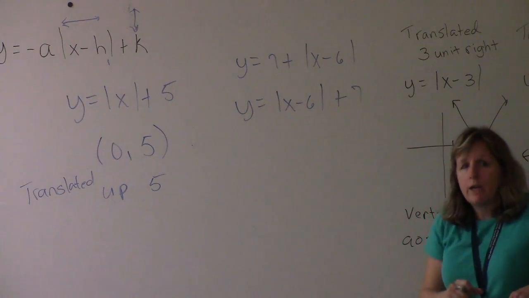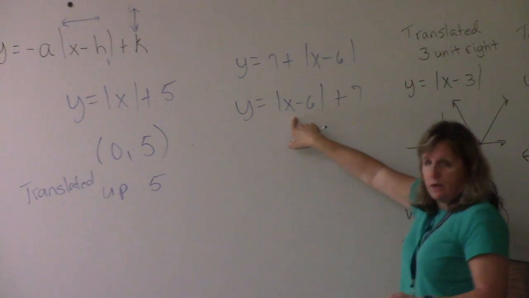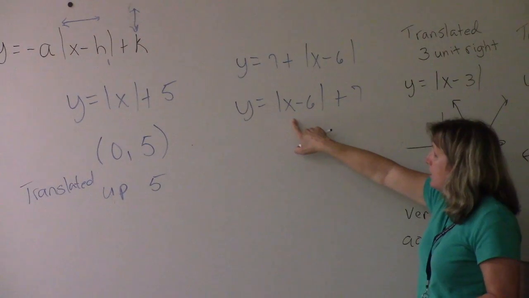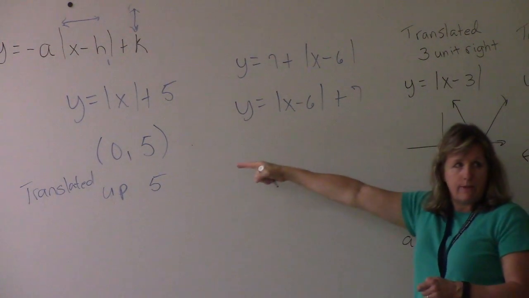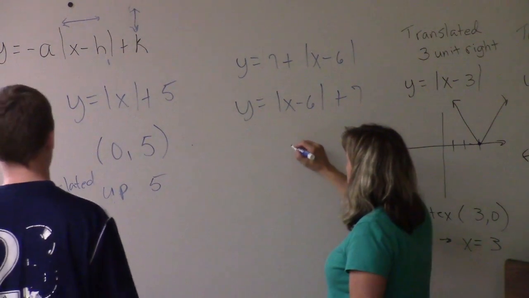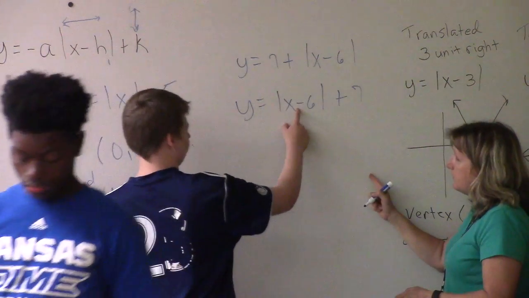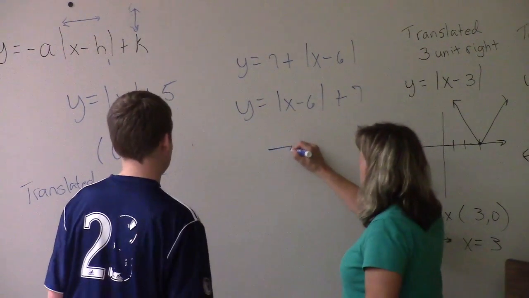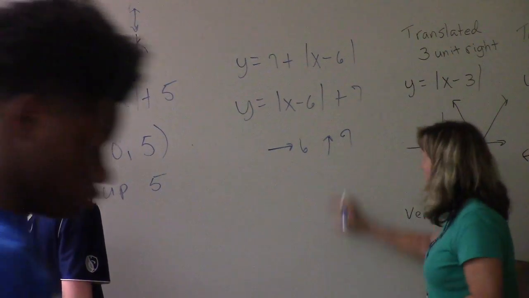Now which way did I go? 6 units, which way? It's minus. So this was right or left, so I either went right or I went left. Let's go left. Actually, we're going to go right, because this becomes a positive 6. So we're going to go right 6 units and then up 7.